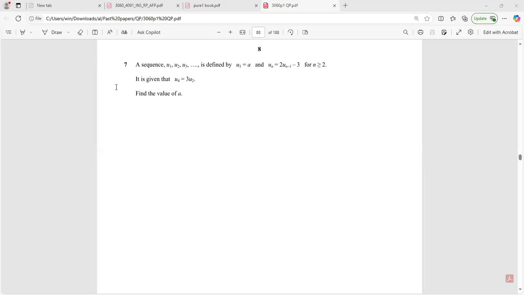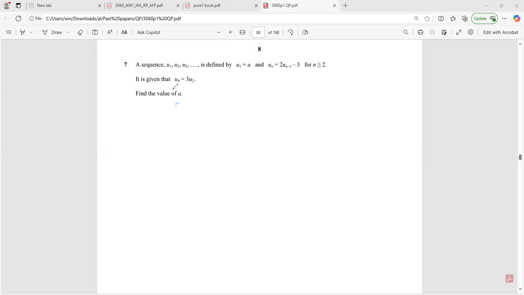Okay, in this question, this is an arithmetic sequence. So we have a sequence U1, U2, U3 defined by U1 equal A. The first term is A, and Un, which is the rule, equals U n minus 1 before it, minus 3, given that for n more than or equal to 2. It's given that U4, the fourth term, will be 3 times the second term. Find the value of it.